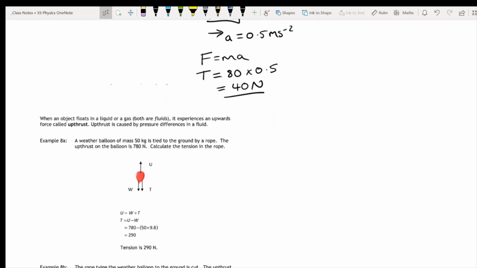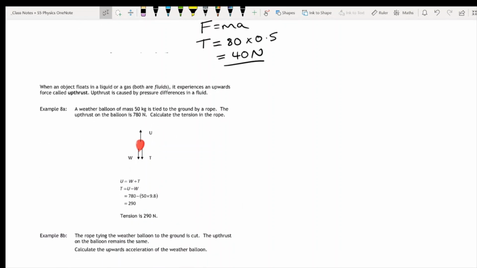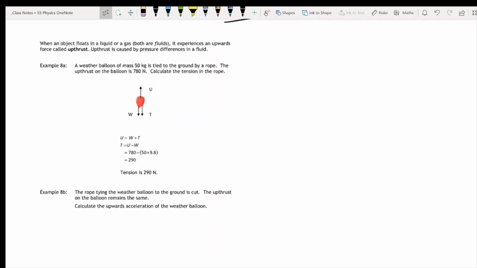Right. Last page before I get you guys to do some questions and I go and think about that one. When an object floats in a liquid or gas, both are fluids, it experiences an upwards force called upthrust. So instead of your engine force, or instead of a tension, you now have an upwards force called the upthrust.